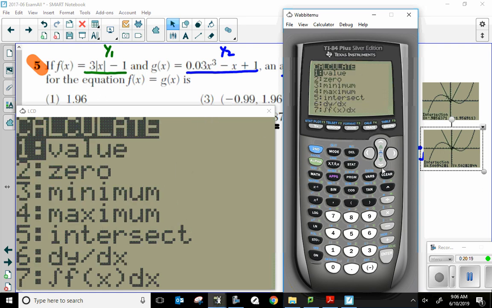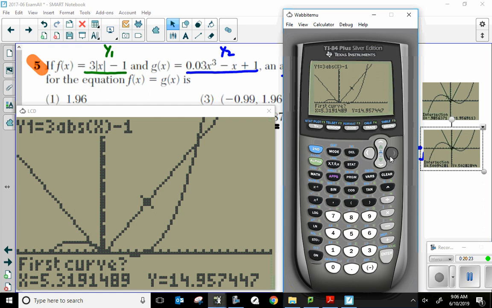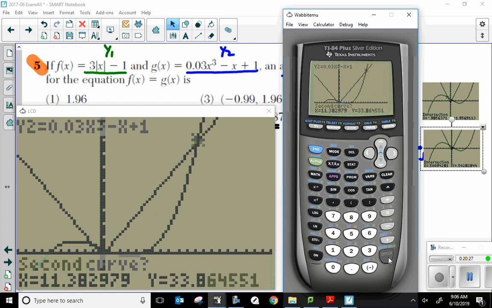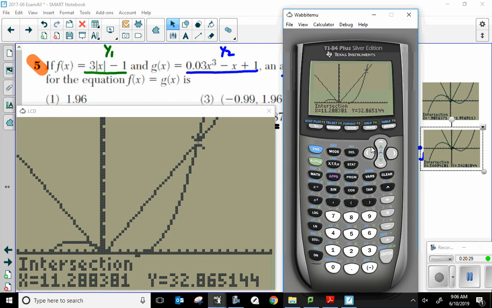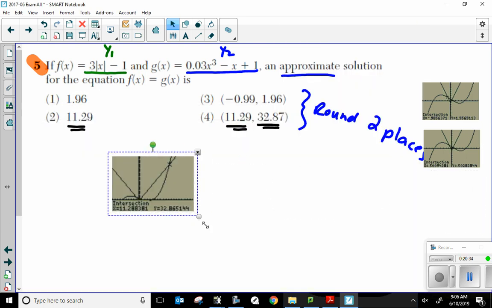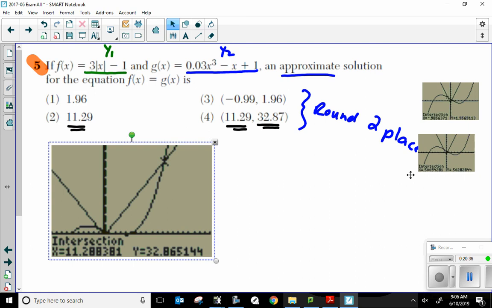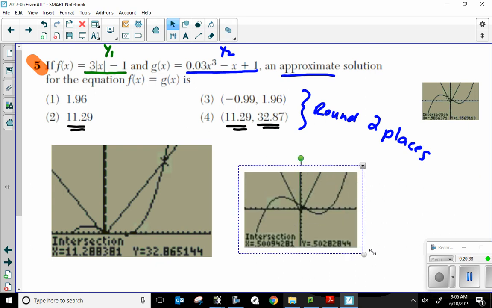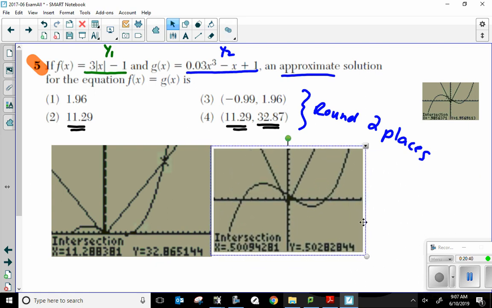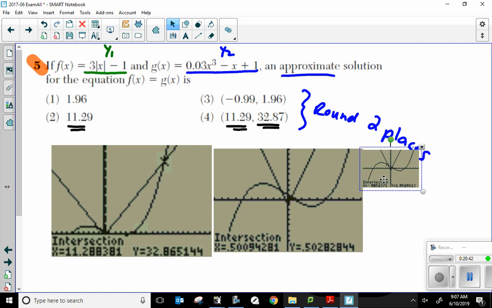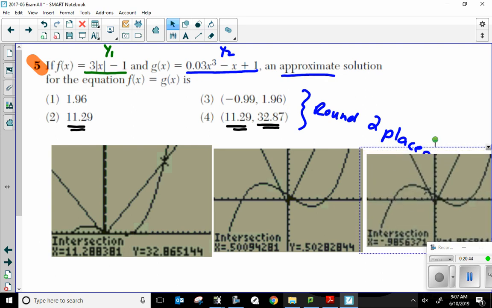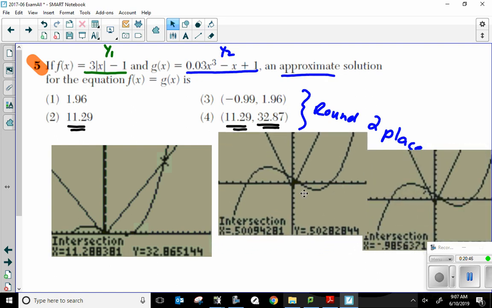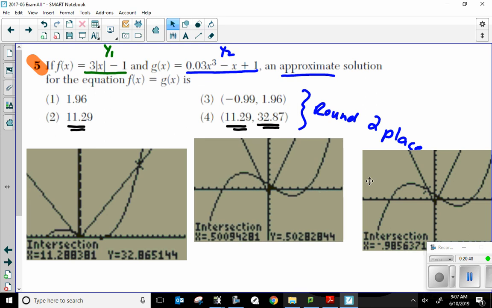Second, calculate, intersect. Enter. Bam, 3 times. 1, 2, 3. 11.29 is what that'll round out to be. So I go here. I go here. And I go here. Okay, we have 3 possible points of intersection.